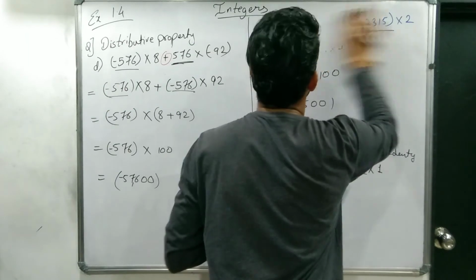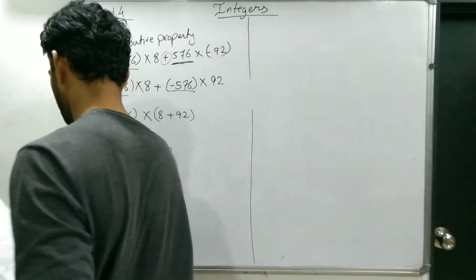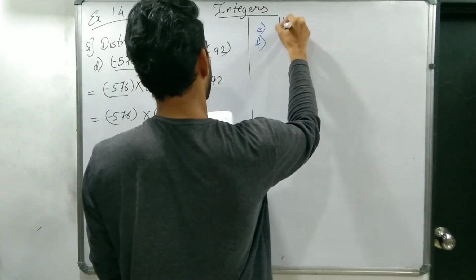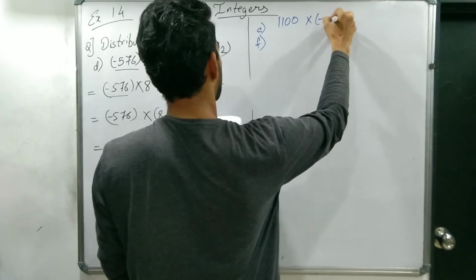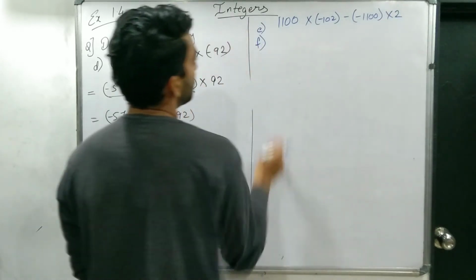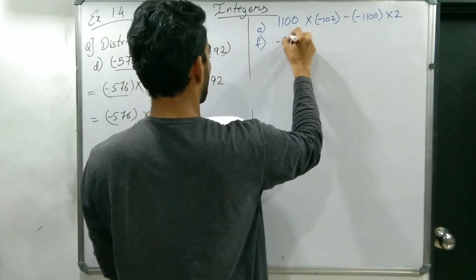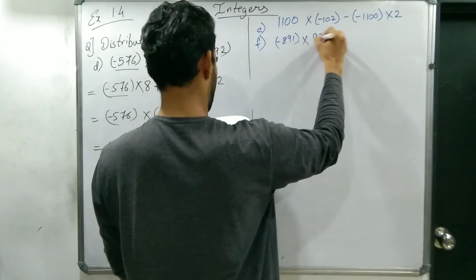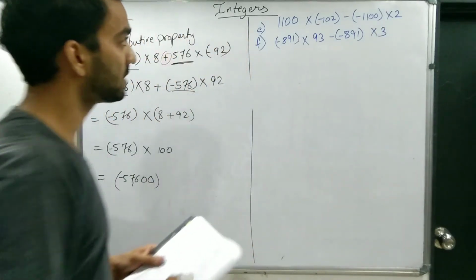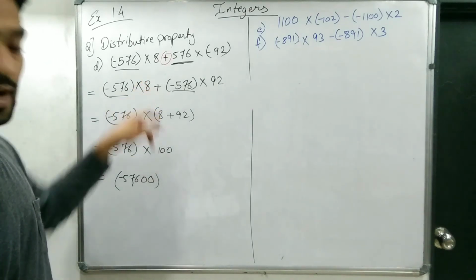The next two are for practice, so I'll just write the questions here. Now here if you see 1100 is same, but here this is negative, this is positive, so same thing what we did here. And these are distributive property of multiplication over subtraction. These were distributive property of multiplication over addition.